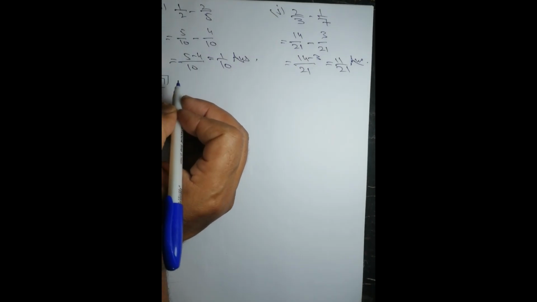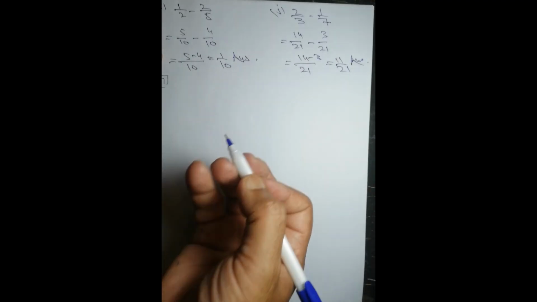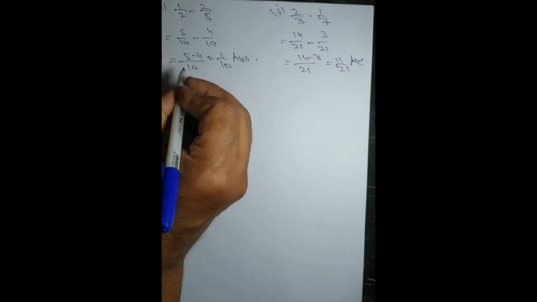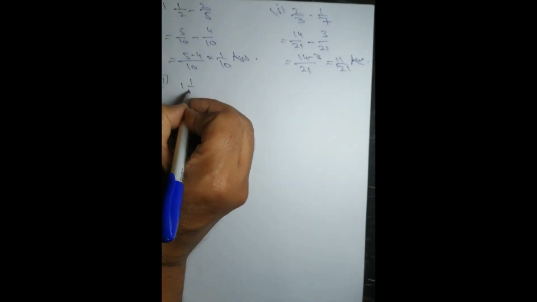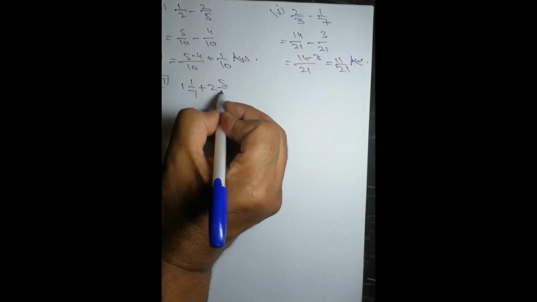So question number 7 here. Find the value of each of the following. Leave each answer as a mixed number in its simplest form. So 1 whole 1 by 7 plus 2 whole 5 by 7.